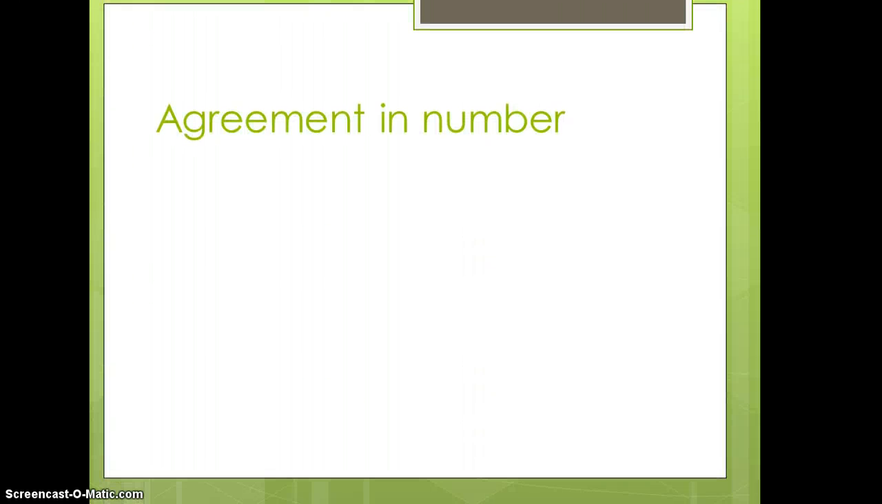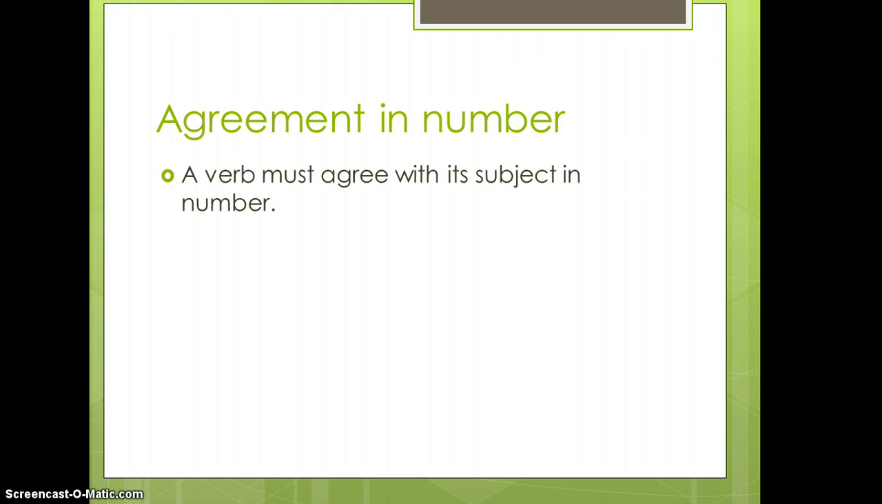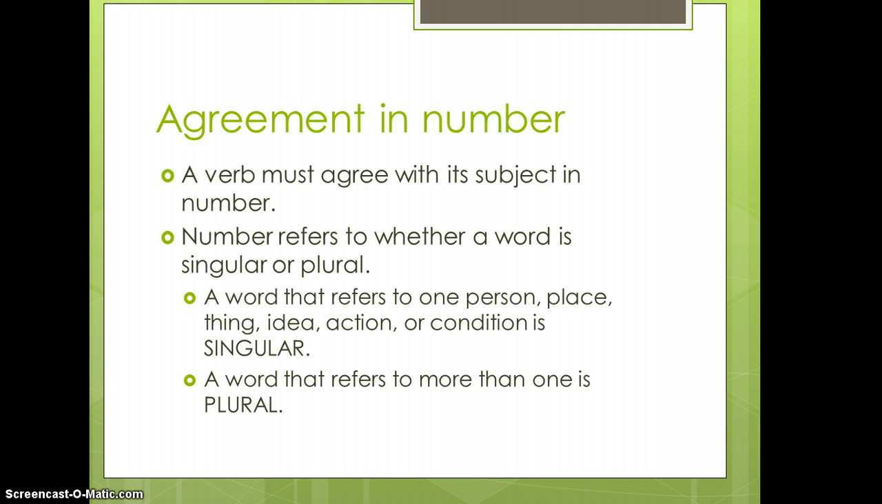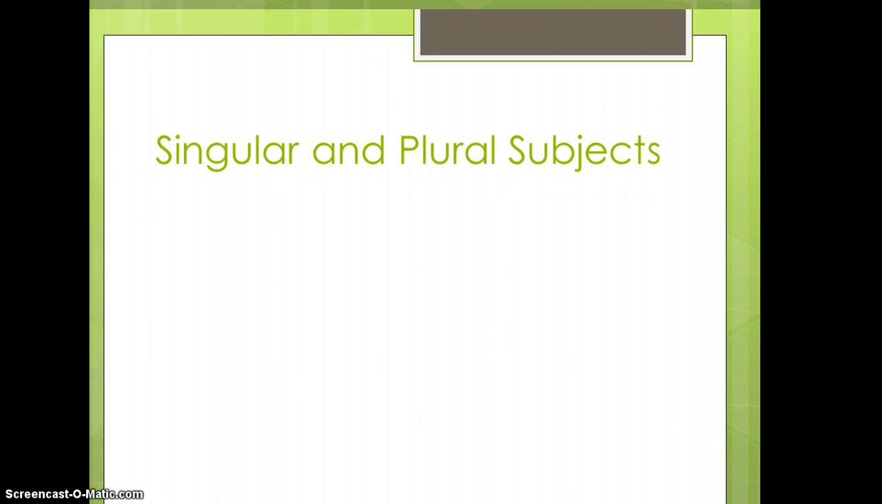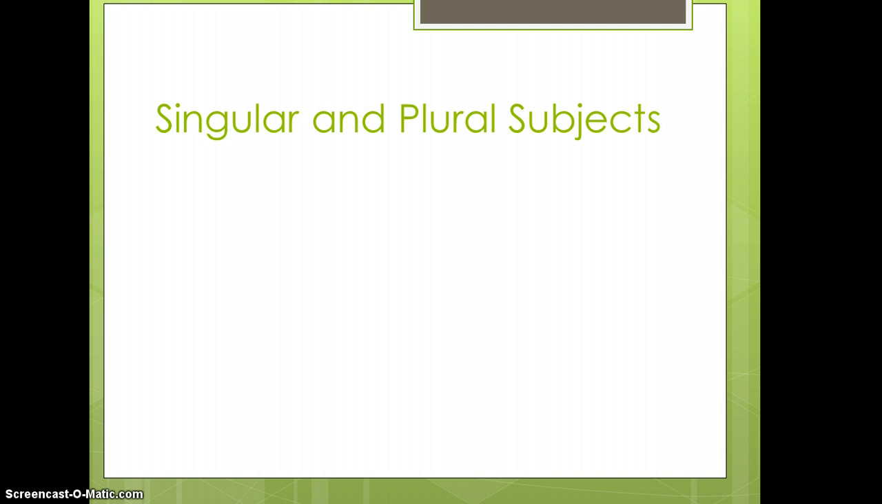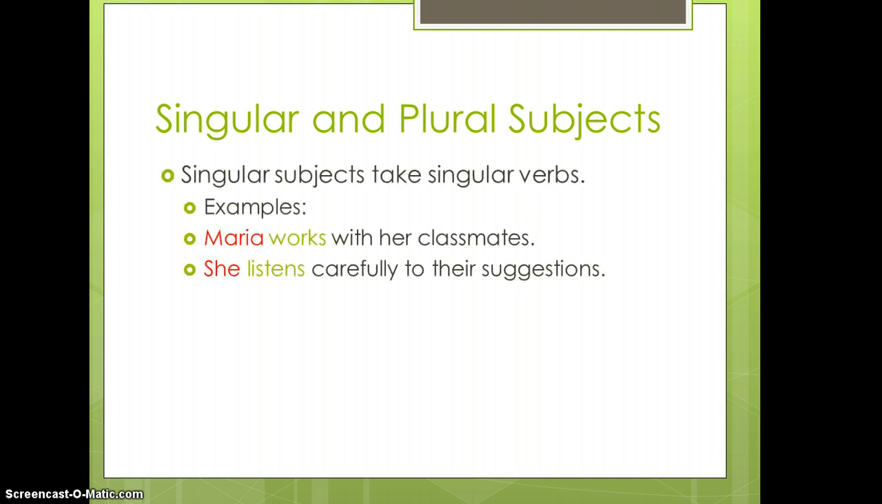The first thing that we need to talk about is subject and verb agreeing in number. And what that means is that a verb must agree with its subject in number. Number refers to whether a word is singular or plural. So a word that refers to one person, place, thing, idea, action, or condition is singular. A word that refers to more than one is plural. That's a review from years past. Singular and plural subjects. Let's take a look at a couple examples.